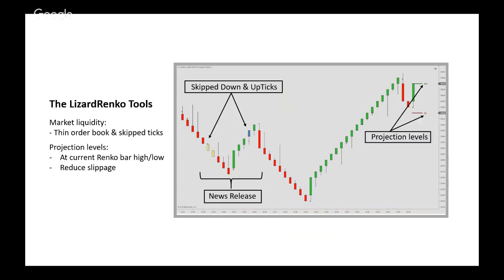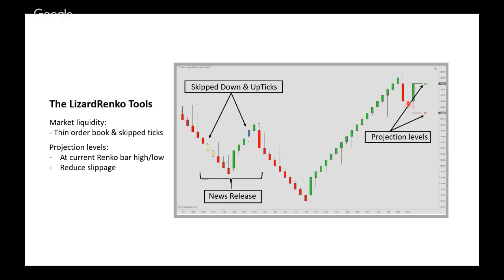And then we also have projection levels that can be used to reduce slippage. Basically it calculates the projected high and the projected low for the next Renko bar. And so that is, of course, already known as this bar closes. This projected level here is from this bar.